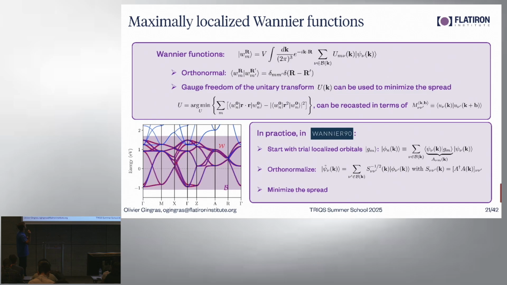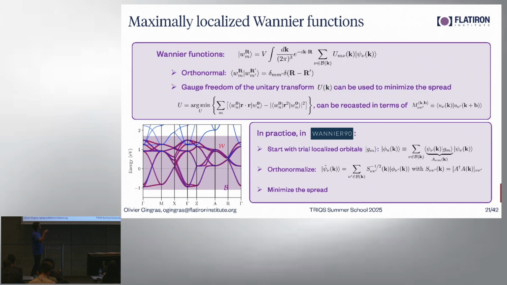And in particular, you can use the gauge freedom in the block states in order to minimize the spread of these orbitals. Depending on the gauge of the different block states, the orbitals are more or less localized. There's really a way to minimize the spread, which is defined like this, in order to have something that is as sharp as possible, a more compact way of representing localized orbitals.